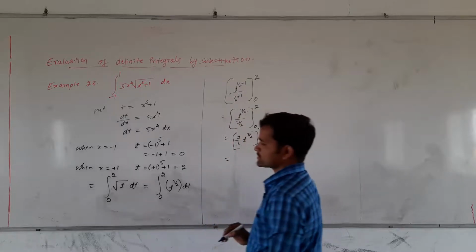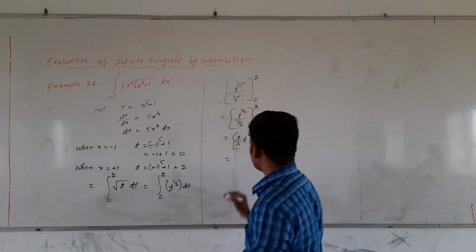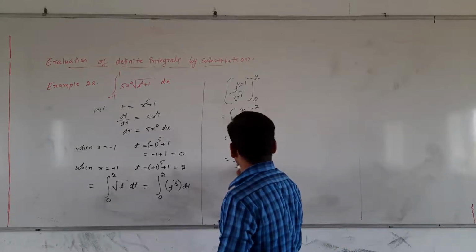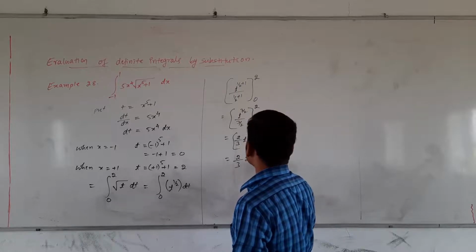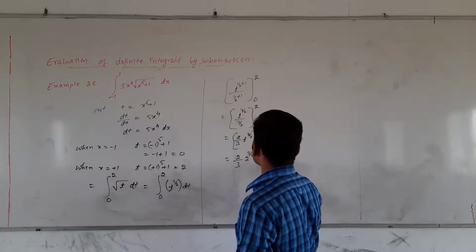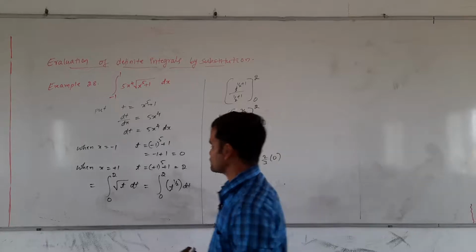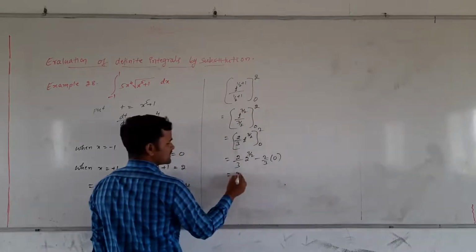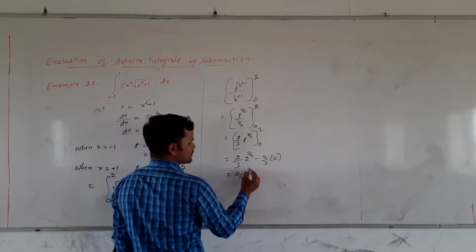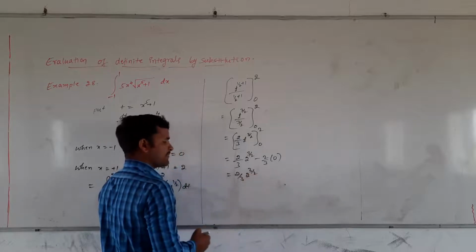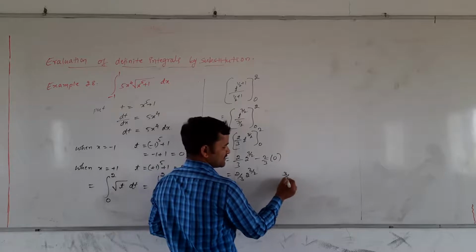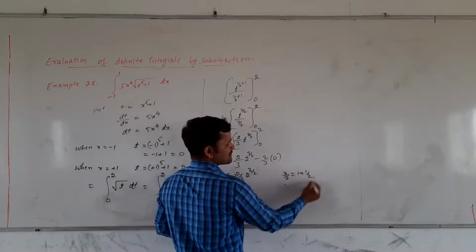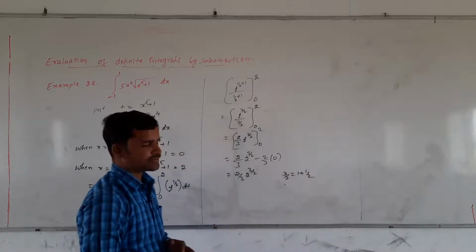Okay. Now we will substitute the upper limit and lower limit. 2 by 3 into 2 to the power of 3 by 2 minus 2 by 3 into 0 to the power of something, which is 0. This is 2 by 3 into 2 to the power of 3 by 2. This 2 to the power of 3 by 2 can be written as, 3 by 2 can be written as 1 plus 1 by 2.